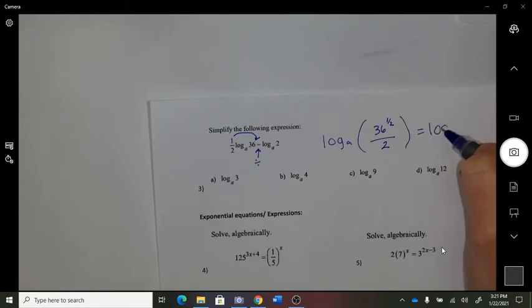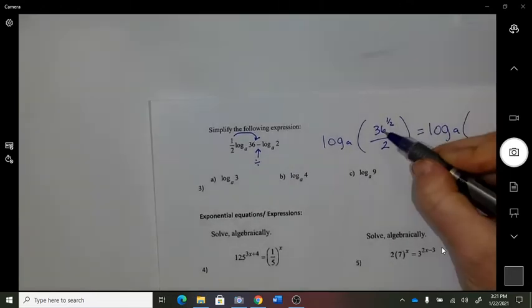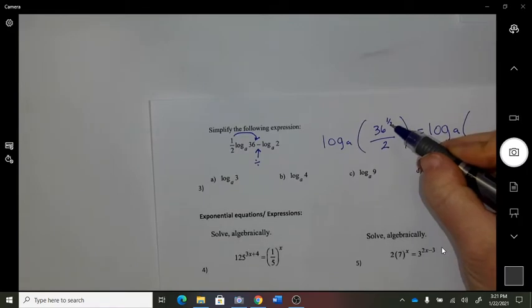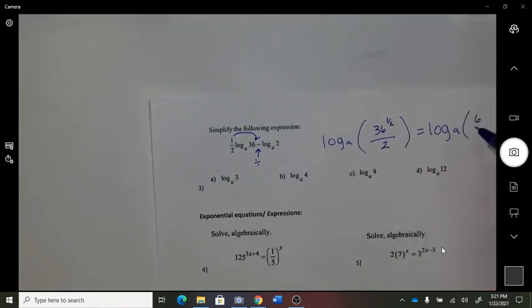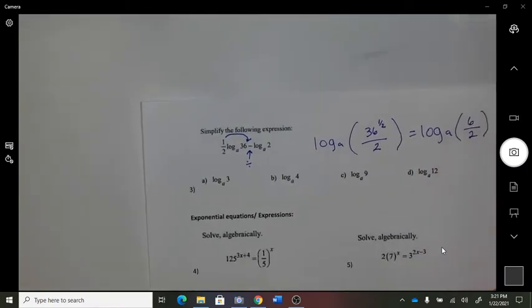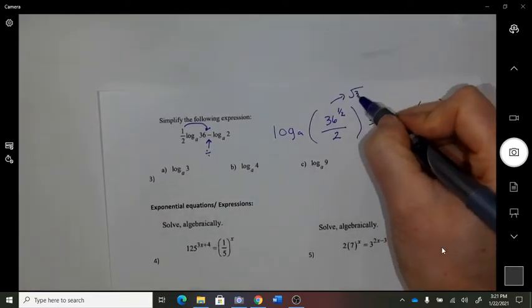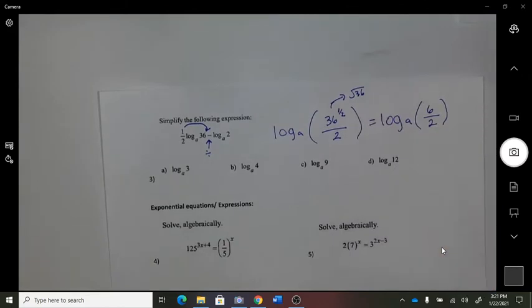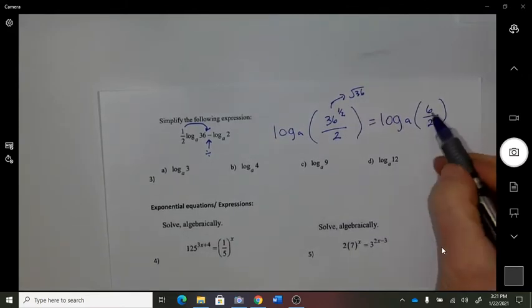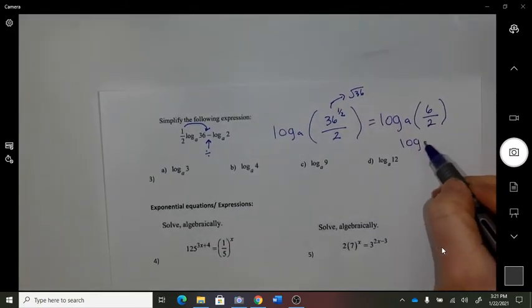Okay, so let's simplify this. This is 6 square root, right? Square root. Same thing. And then 6 divided by 2 is 3.